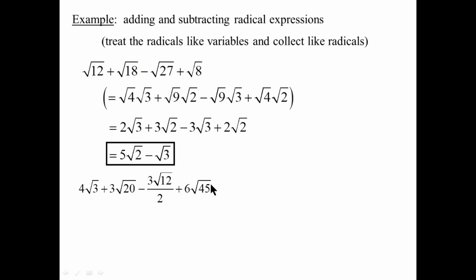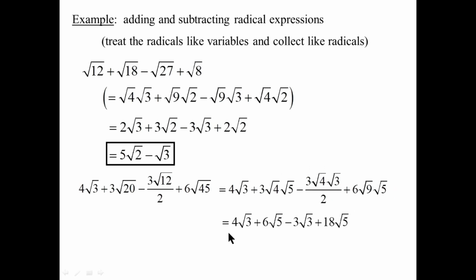Let's do this all again. Break down the radicals. So we have 4 root 3 plus, this is the part that you might do in your head and arrive here right away. It's possible. Root 20, of course, is 4 times 5, and root 4 is 2, and 3 times 2 is this 6 that we see. Root 12, of course, is 4 times 3, and the root 4 is 2, and the 2 cancels with that 2, leaving minus 3 root 3 right here. 9 times 5 is 45, so root 45 is root 9 root 5, and the root 9 is 3, and 6 times 3 is 18.